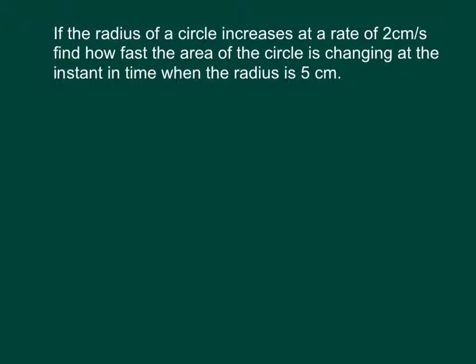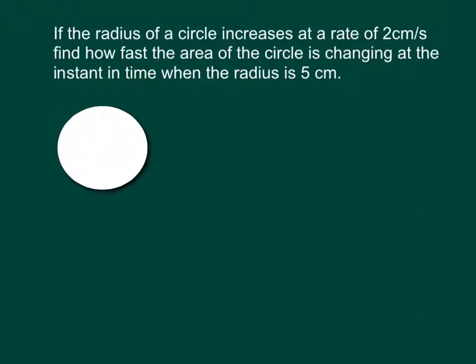Let's start with a sketch. There's our circle. What do we know? Well, we're told the rate of change for the radius. So we're told the rate of change we will write as dr over dt. The r is radius and it's over time. So the rate of change of the radius is 2 centimeters per second.